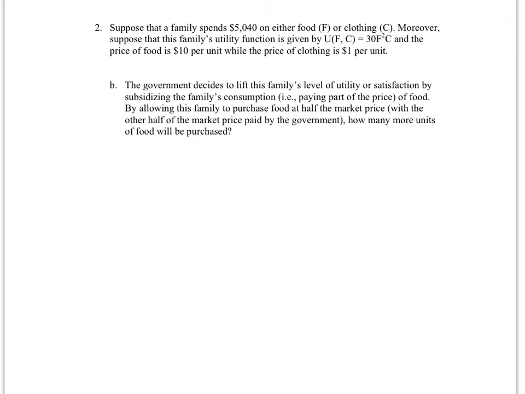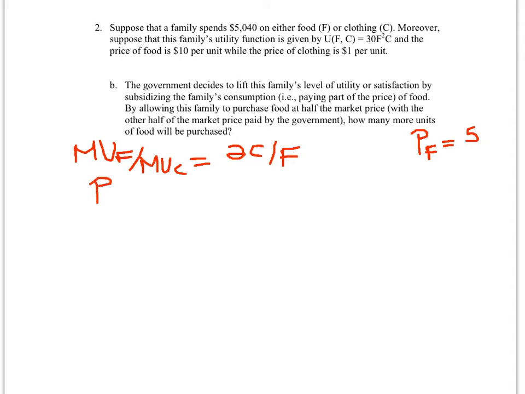Okay, this question actually changes one thing in the problem. So the price of food, instead of being $10, now it's going to be $5. Everything else is the same. So if it didn't change anything about the marginal utilities, then the ratio of the marginal utilities continues to be the same as before. So the marginal utility of F over the marginal utility of C is still going to be equal to 2C over F. The only difference is that now the ratio of the prices is actually going to be different from before. The ratio of the prices before was 10. Now the ratio of the prices is 5.